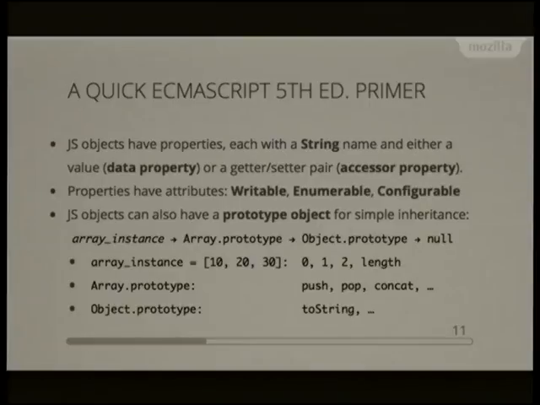The one with the value is called a data property, and if it's got a getter and setter pair, it's called an accessor property. And internally, properties can have three different attributes as well. They can be writable or not, which controls what happens if you try to assign to the property. It can be enumerable or not, which controls whether it will appear if you do a for loop over the object. And they can be configurable or not, which means that if it's configurable, you can change any of these attributes, what the getter and setter are, and whether it's a data property or an accessor property.